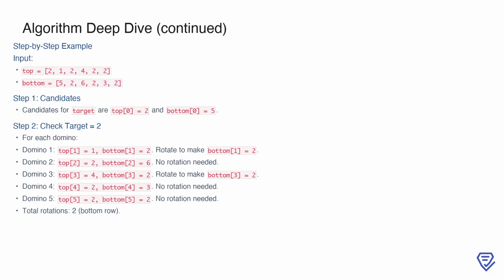For the third domino, top 3 equals 4 and bottom 3 equals 2, so we rotate to make bottom 3 equals 2. For the fourth domino, no rotation is needed because top 4 equals 2. Finally, for the fifth domino, both top 5 and bottom 5 are already 2, so no rotation is needed. In total, we find that 2 rotations are required to make the bottom row homogeneous with the target 2.